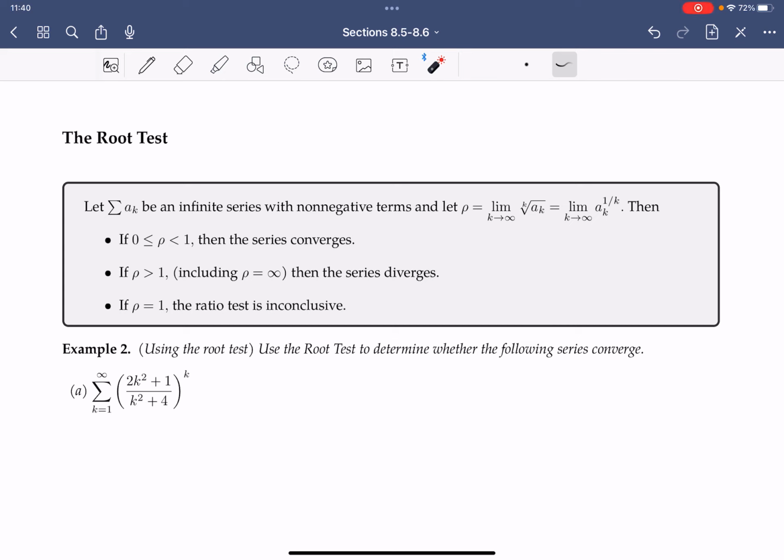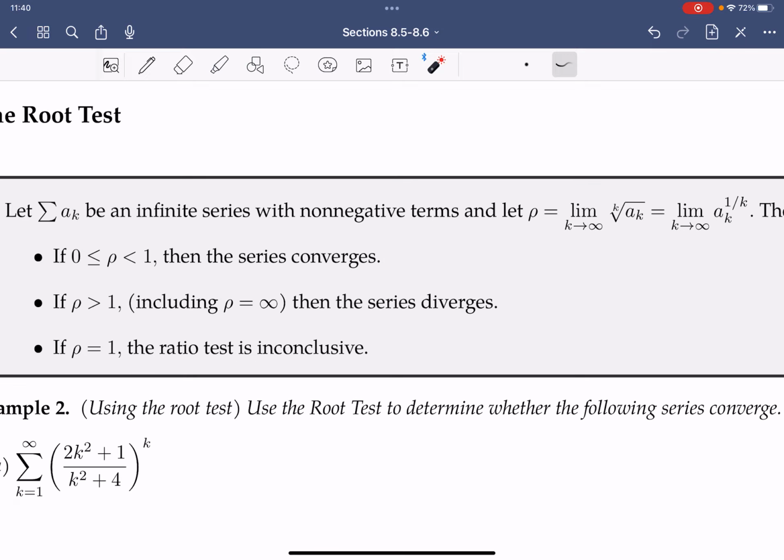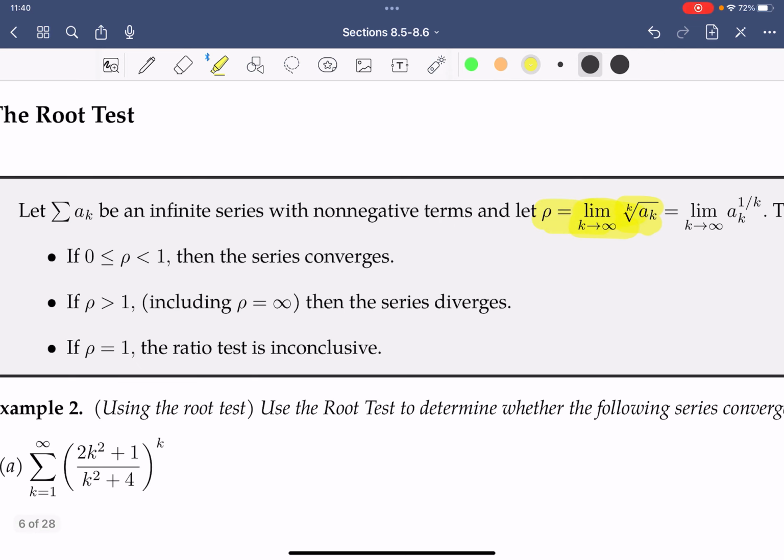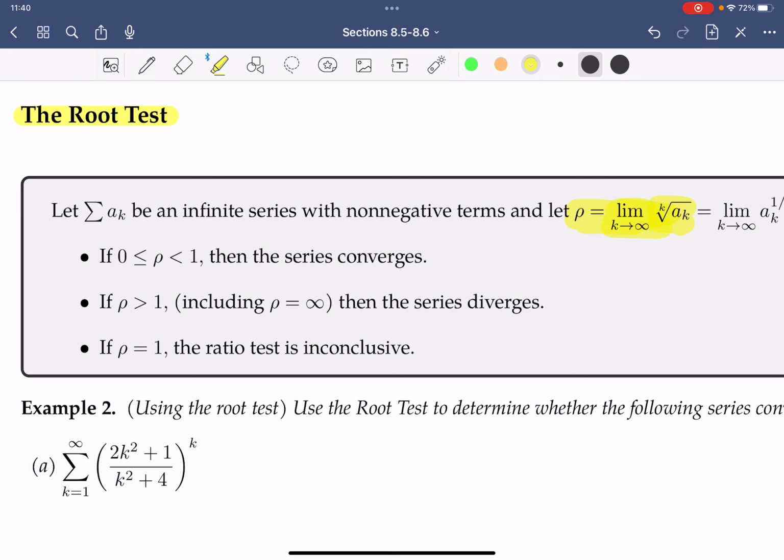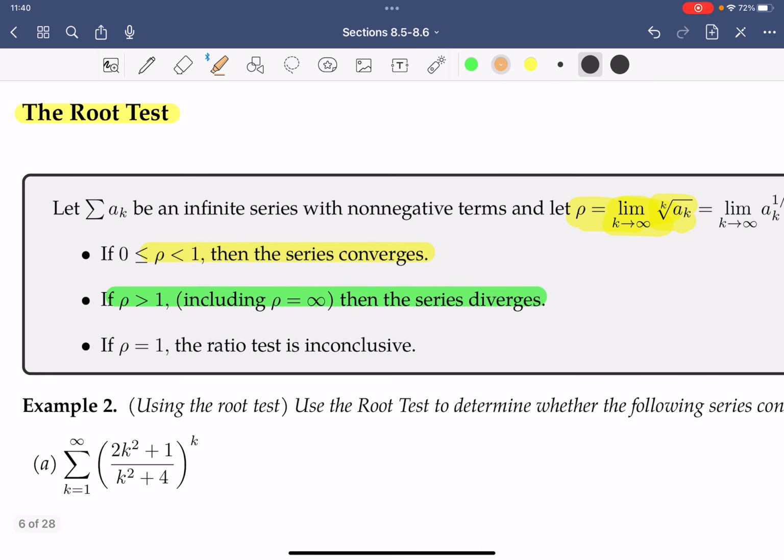The root test is the one where this time you don't do a_{k+1} over a_k. Now this time you do just a_k, and then you take the k-th root, and then you take the limit. You call this thing rho. This is the root test. The conclusion is the same as the ratio test. Rho less than 1, convergent. Rho bigger than 1, divergent. Otherwise, no conclusion. That is the root test.